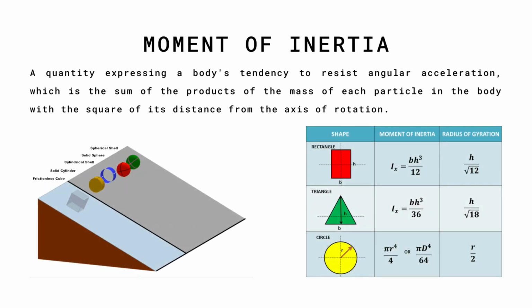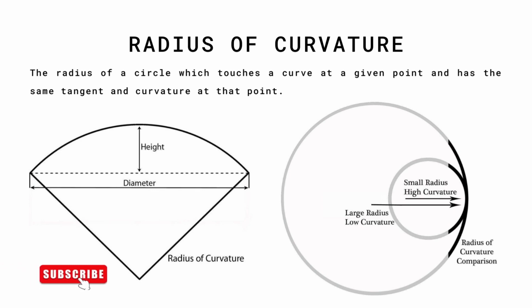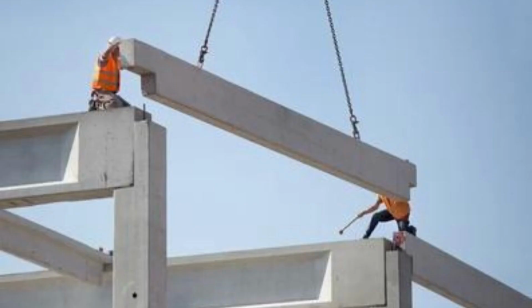Moment of inertia is a quantity expressing a body's tendency to resist angular acceleration, which is the sum of the products of the mass of each particle in the body with the square of its distance from the axis of rotation. Radius of curvature is the radius of a circle which touches a curve at a given point and has the same tangent and curvature at that point.